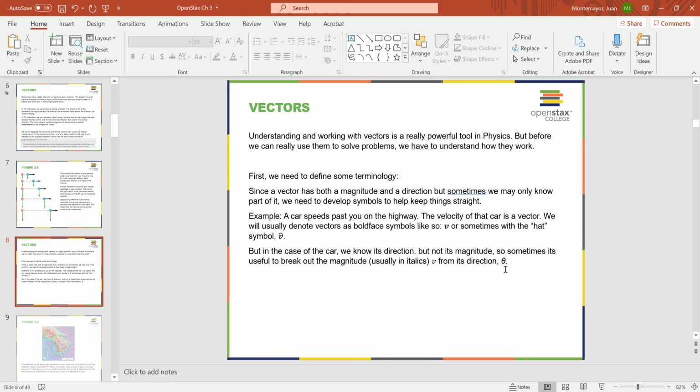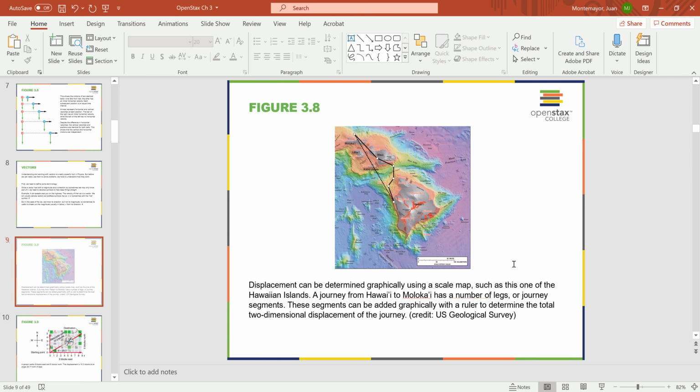For example, a car speeds past you on a highway. The velocity of the car is a vector. We usually denote vectors as bold-faced symbols, like so, for your V, or sometimes with a hat, the little symbol on top of this V right here. But in the case of the car, we know its direction, but not its magnitude. So sometimes it's useful to break out the magnitude, usually in italics, this italicized V, from its direction, theta. So theta would more than likely be the angle here.